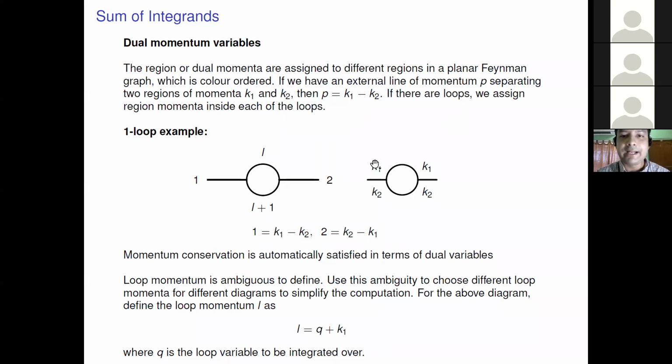So for the above diagram, we just choose the loop momenta to be L equal to Q plus K1, where Q is the region momenta in this diagram. So why L equal to Q plus K1? Because the line momenta, as I said, is the difference between two region momenta. So the line momenta is L here, and L is given by Q minus K1 is equal to L. So here L equal to Q plus K1, where Q is a loop variable to be integrated over.